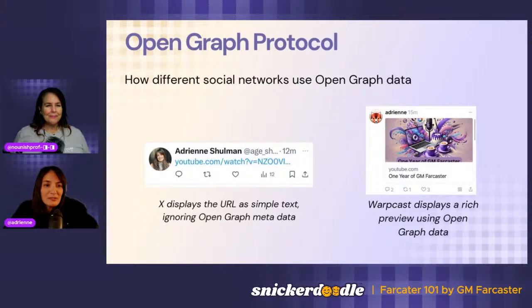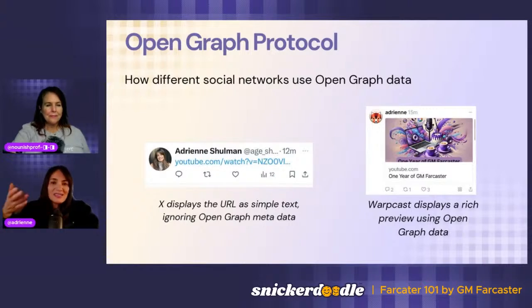It's just the URL. It doesn't do anything with it. And on the right-hand side is how Warpcast is showing more of a rich preview. It's pulling the title and a little image thumbnail of the video. This is not frames yet. This is just the basic Open Graph protocol data. So that's just the background on where frames came from.